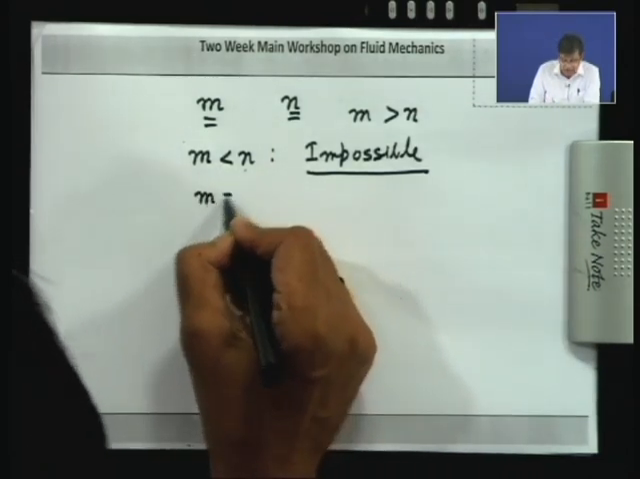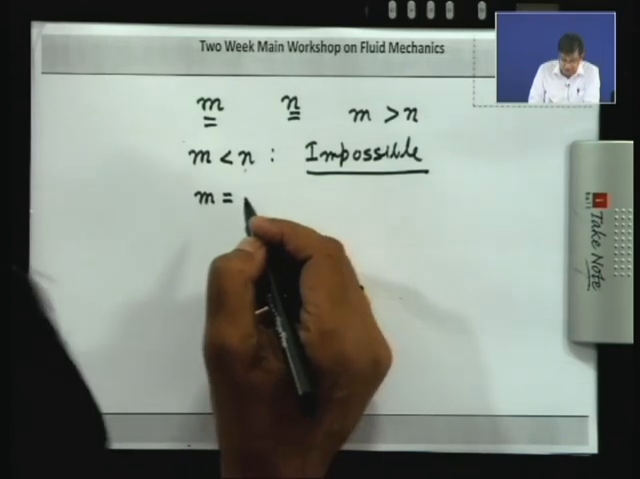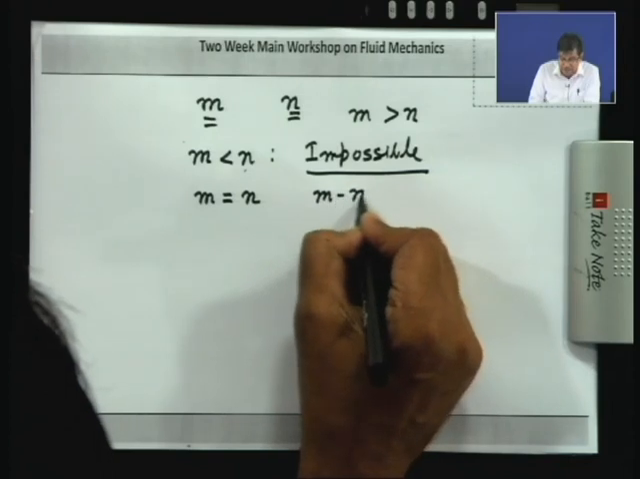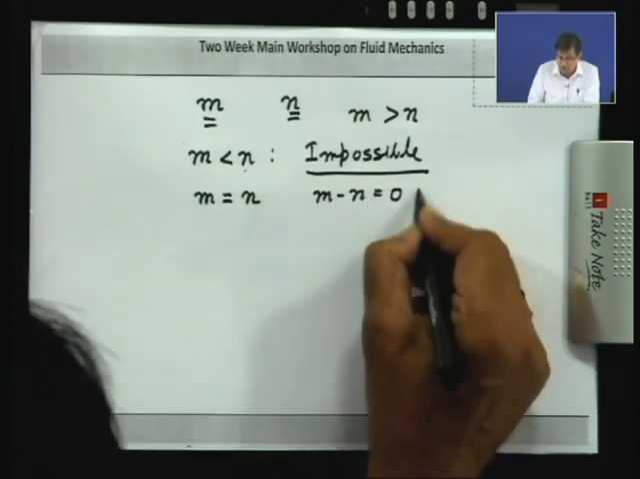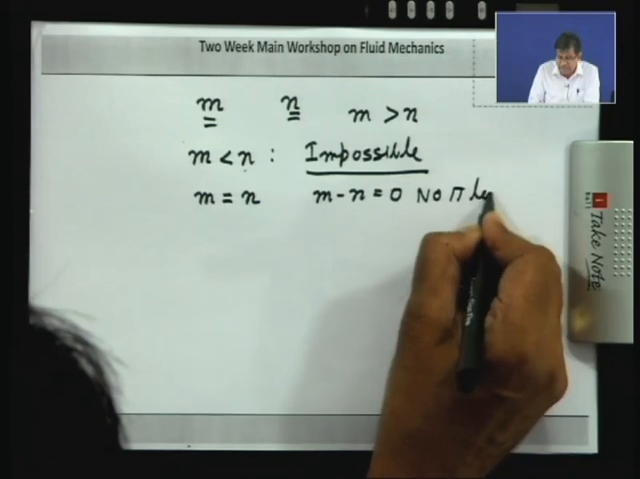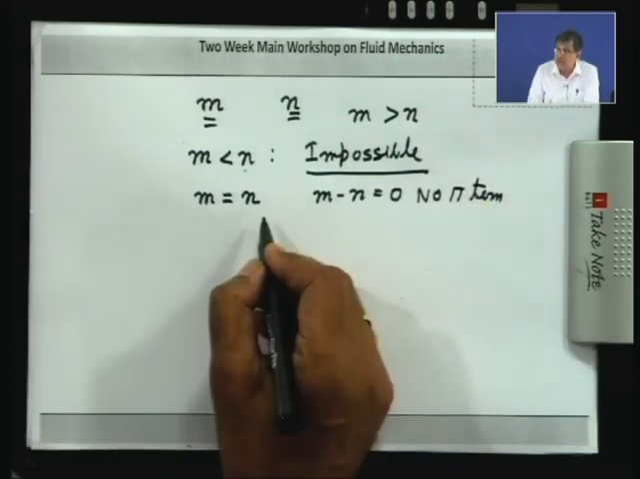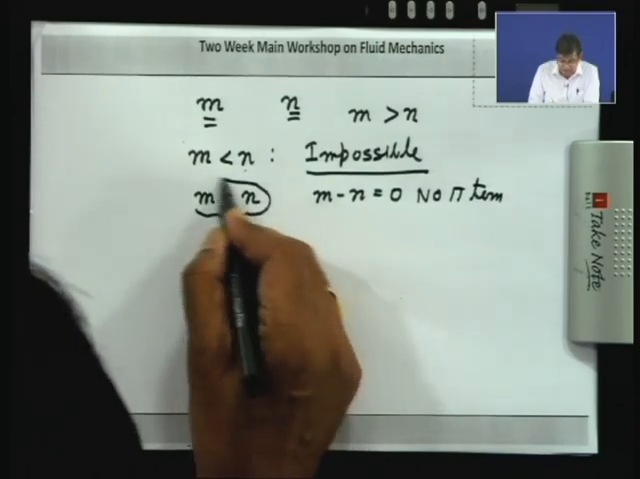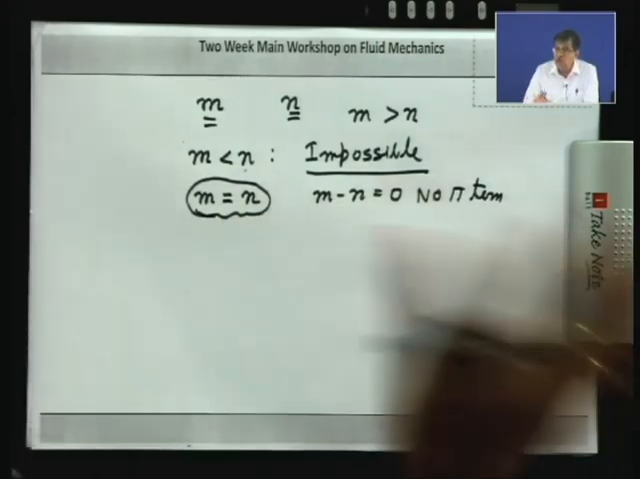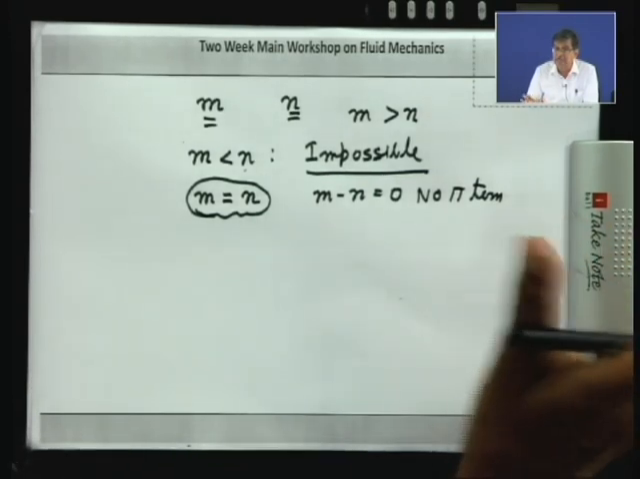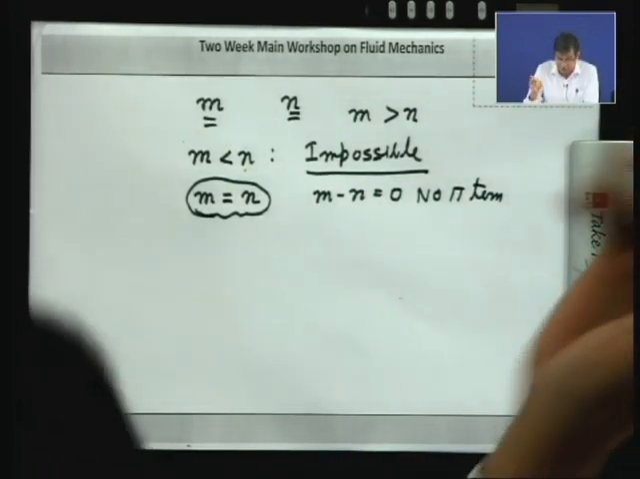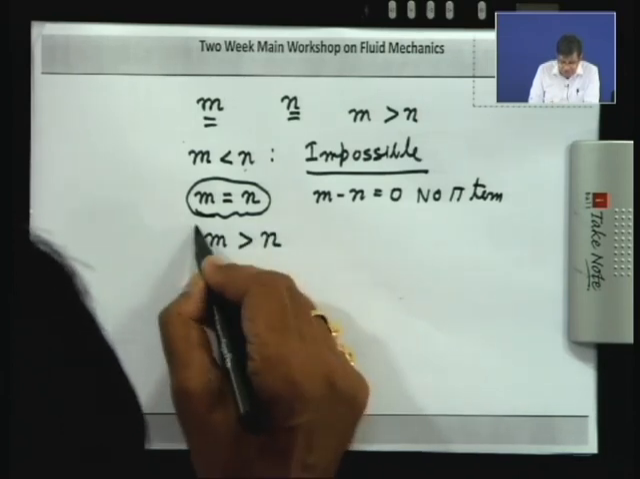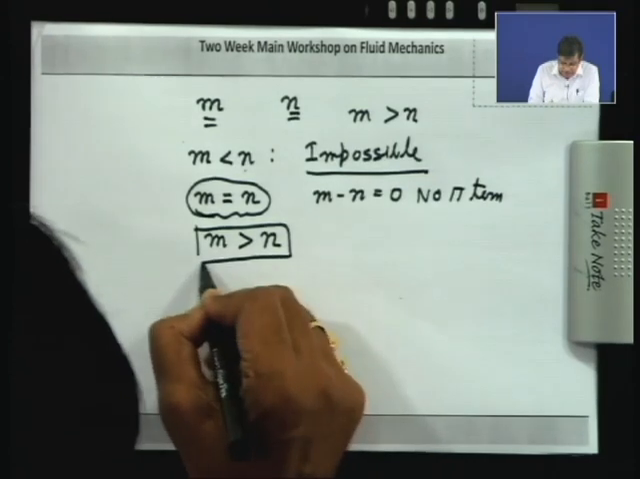Another situation: m is equal to n, then m minus n is 0, no pi term. This indicates a situation that no process is being made. It is only an equilibrium situation. That means m equal to n implies no process in the system. We are not interested in a static system, that means it is in equilibrium condition. So, the only possible case of a physical system where a process takes place is m greater than n.